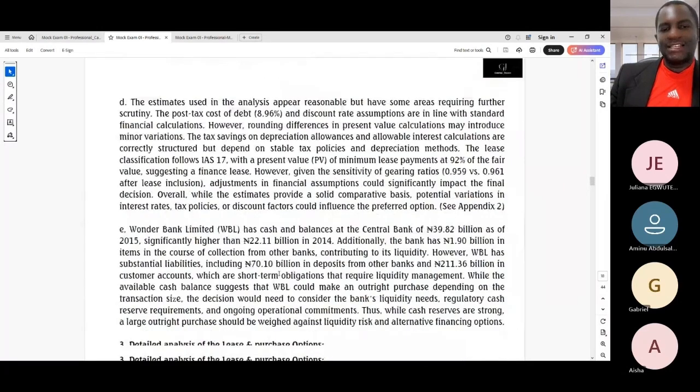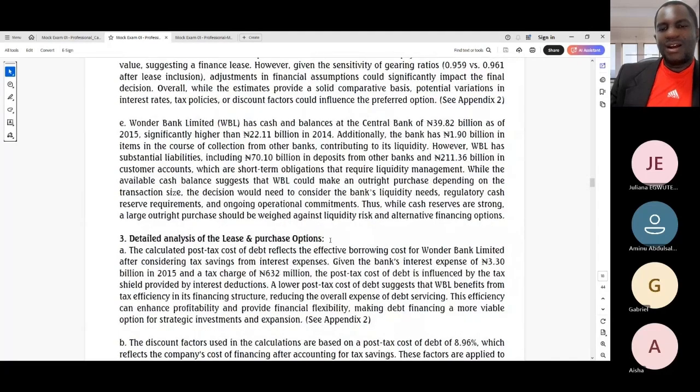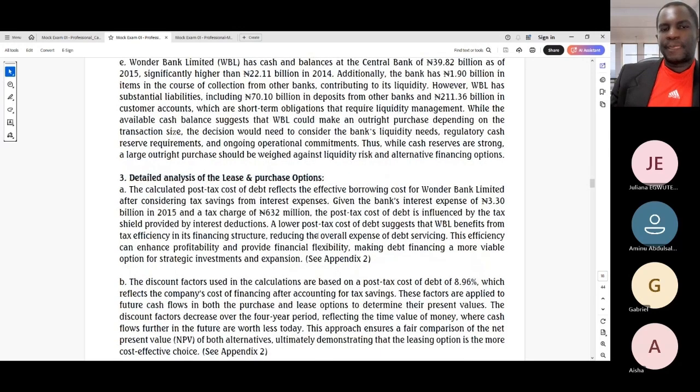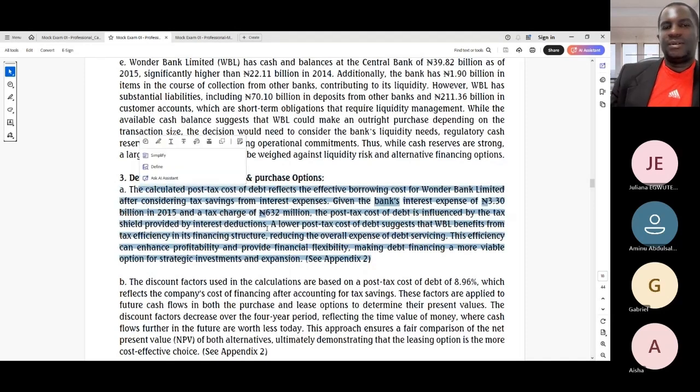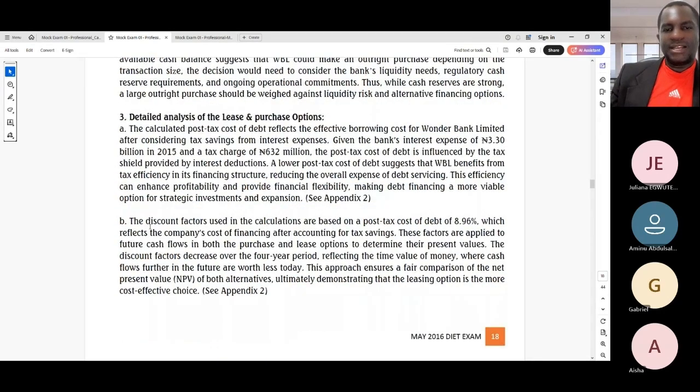Then the third one is your analytical skills. And you are now detailing your analysis, the details of the lease and option. You are going deeper. Now that post-tax debt, you talked about the effective borrowing cost, the interest expense of 3.66 billion, the tax charge. So you are discussing what you just did in that post-tax debt in detail. Now we look at the discount factors of the post-tax debt of 8.96 that we did in the computation. We brought it here to discuss.